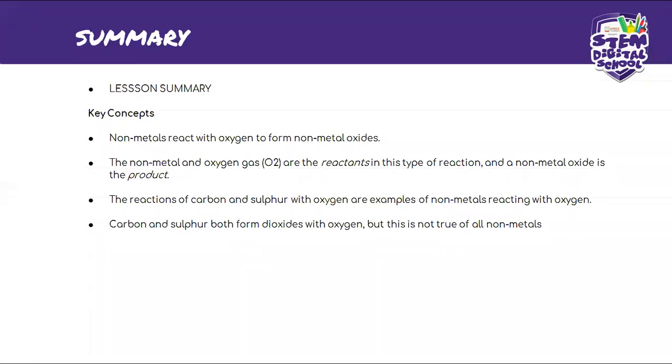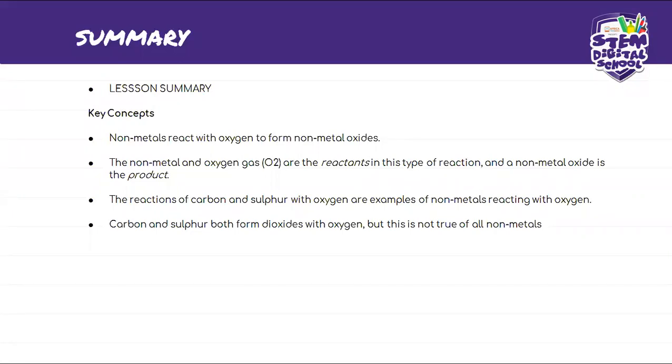Dioxide with oxygen. But this is not true of all non-metals. So meaning there are some non-metals that will react and you won't get carbon dioxide. For example, carbon can react with oxygen to give you what? Carbon monoxide. So when you get carbon monoxide, it means there was no complete combustion, or the amount of oxygen was small or limited. So you get what? Carbon monoxide.